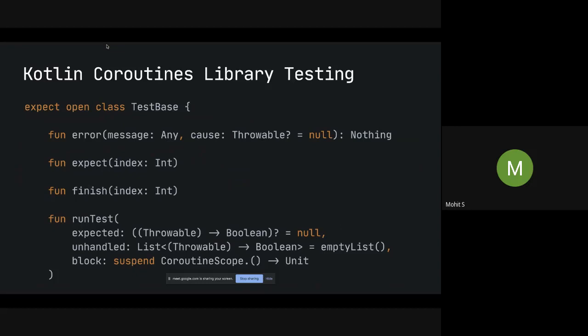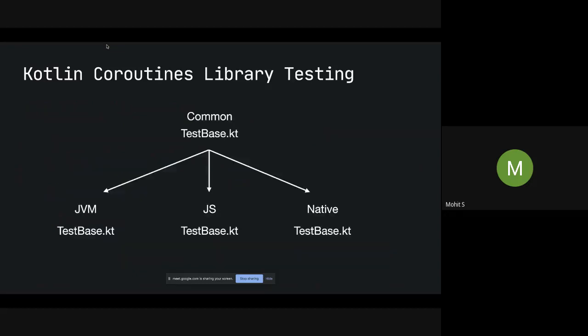It looks very similar to an interface, and it has this expect keyword. For any platform that you want to support, whether it's JavaScript, native, or JVM, you have to provide implementations for these stubs, or otherwise it will throw an error. When you look at this TestBase class, it has a lot more to it. It has these methods that all the tests use: error, expect, finish. It has a method to run your tests called runTest. It has implementations for this in the three different modules.